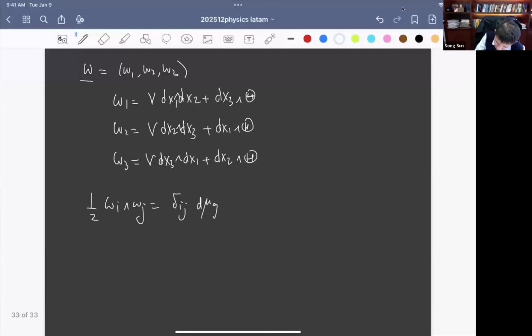And this is true. So this is the algebraic part of the equation, right? And d omega I is 0. Let's just check. d omega 1 is dV wedge dx1 wedge dx2 plus dx3 wedge d theta. And then this is 0 exactly because star dV equals d theta.